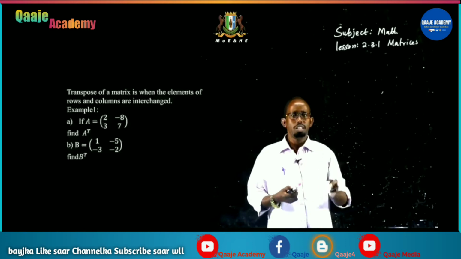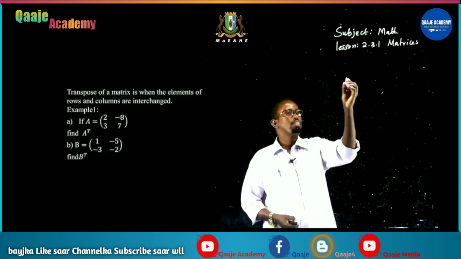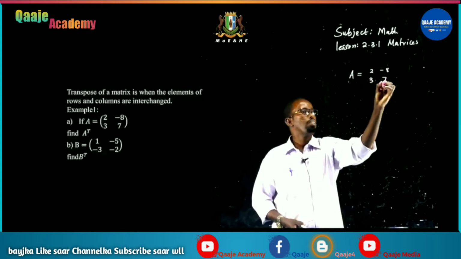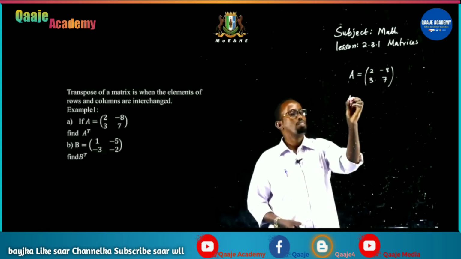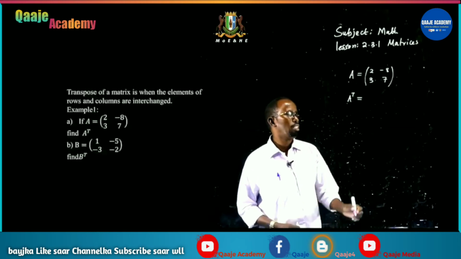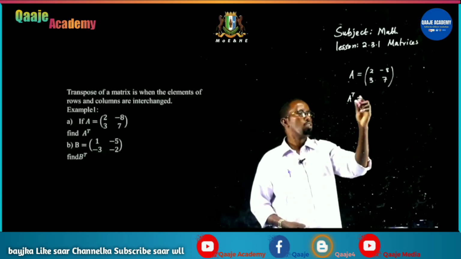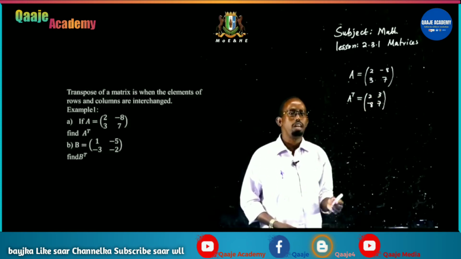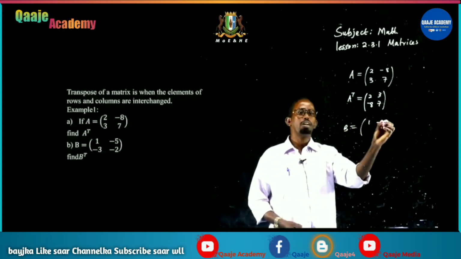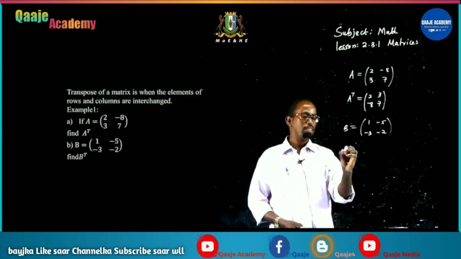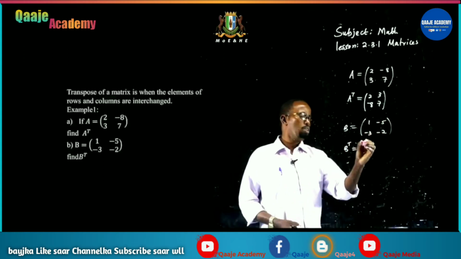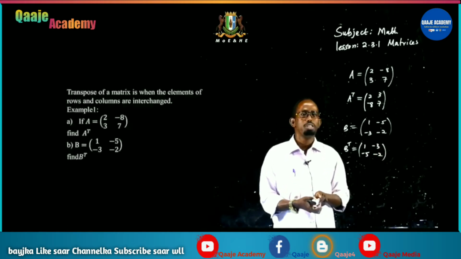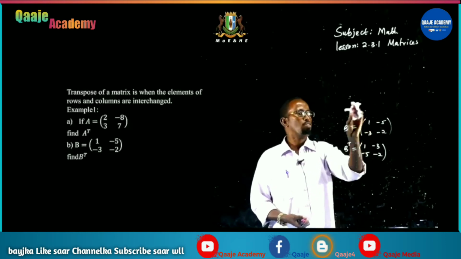Now, example number one: if A is 2, minus 8, 3, 7, you're told to calculate A transpose. A transpose means you only interchange the rows and columns, so the first row becomes the first column: 2, minus 8, and then 3, 7. For B, we have 1, minus 5, minus 3, minus 2, and B transpose will be equal to 1, minus 5, and then minus 3, minus 2. You interchange the rows and columns. So that is what transpose of a matrix means.